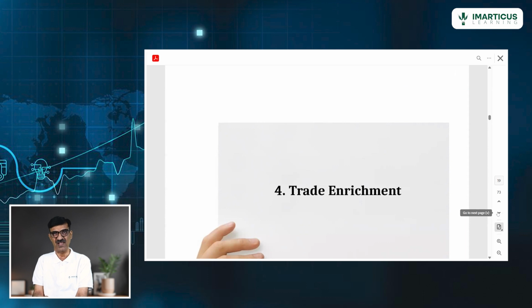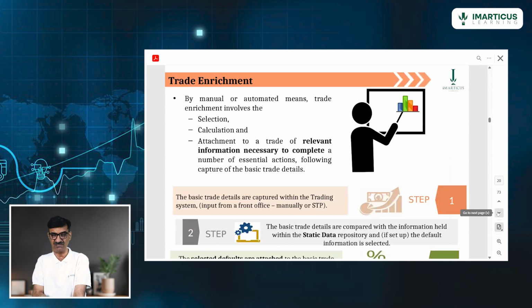In middle office, there are three more steps. To start with, first will be legality. To give legality to the transaction, there is trade enrichment, where all the calculations, all the trade details, all the data will be verified.